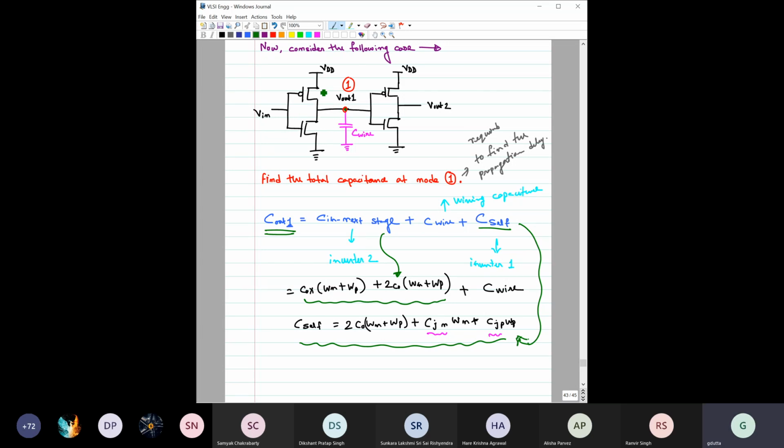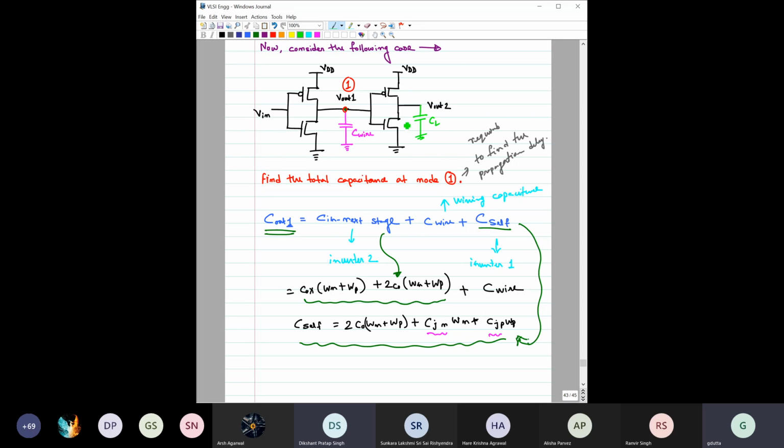Similarly, if you want to find the propagation delay for the second, you can do the same analysis. Maybe for the second one, you are not connecting any inverter, but it is driving some other capacitive load. Then we can consider accordingly. Here C in of the next stage would be equal to CL for this case. But similarly, if there is some wiring capacitance, it should be considered, as well as C self.